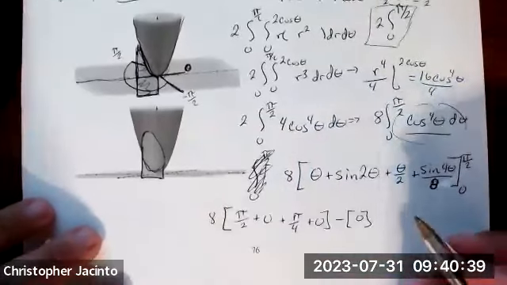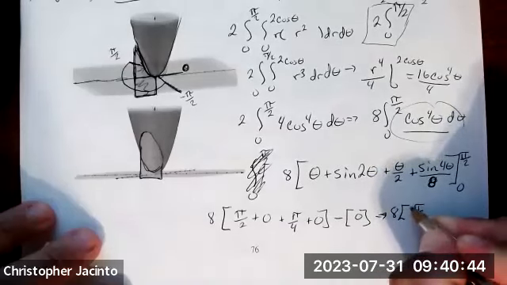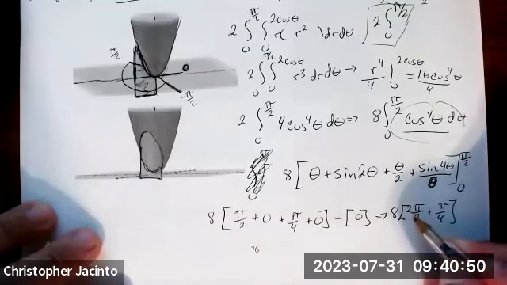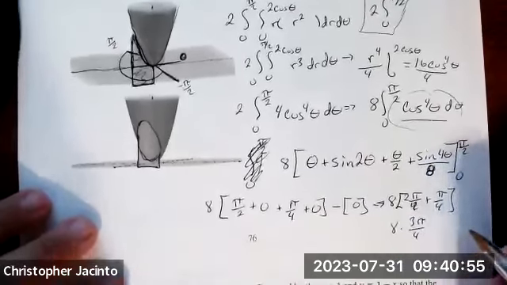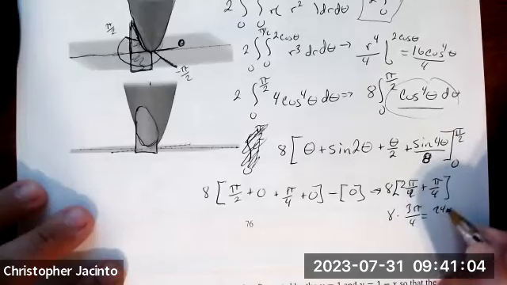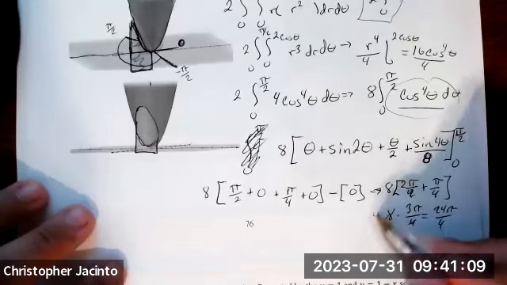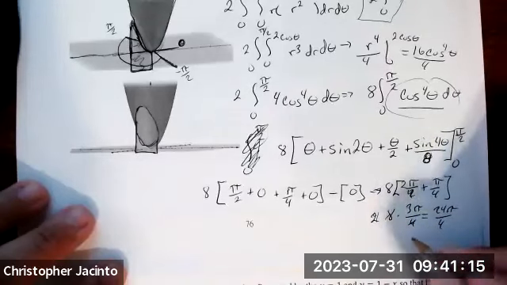Okay, so let's see what we get. This gives us, if I plug in pi over 2, that's 3 pi over 4 times 8. So 24 pi over 4, or 6 pi. There we go.